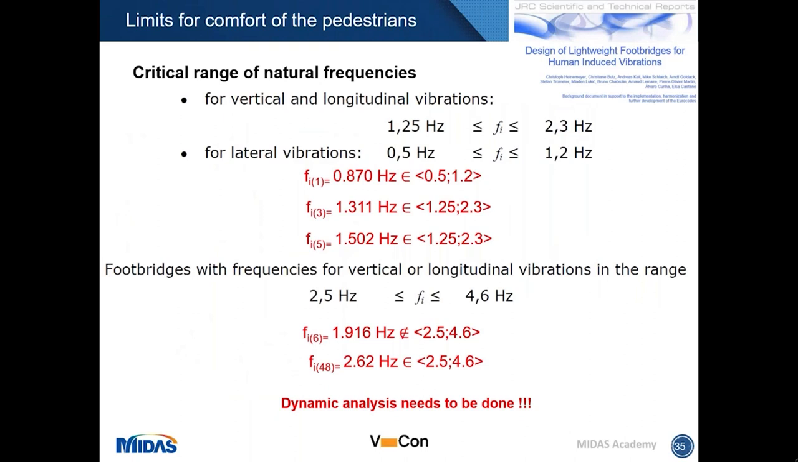From our material, the design of lightweight footbridges for human-induced vibrations, we have criteria for vertical and longitudinal vibrations, and also for lateral vibrations. From our analysis, we received the first natural frequency, 0.87, which is for the first vertical vibration mode. This is within the range specified in the material, and also other vertical frequencies, the third one, 1.311.